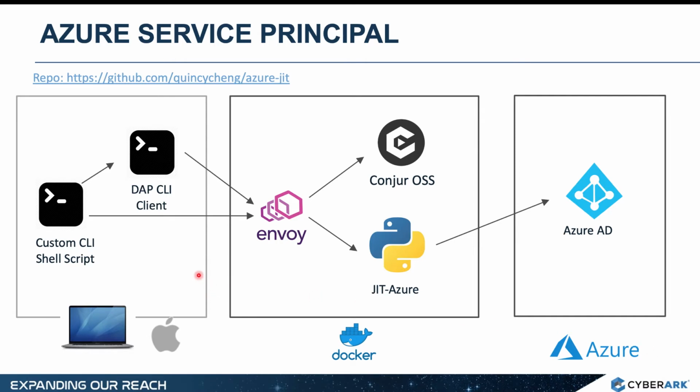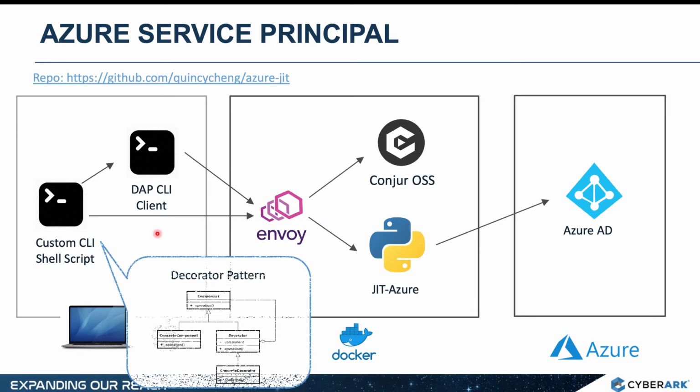As you can see on the left of the screen, on our client, we have the official DAP CLI client installed. In order to add new functionality to it, we make use of a customized shell script, which embeds the official CLI client using the decorator pattern. So basically, without altering any source code of the official client, we can add new functions and options to it.